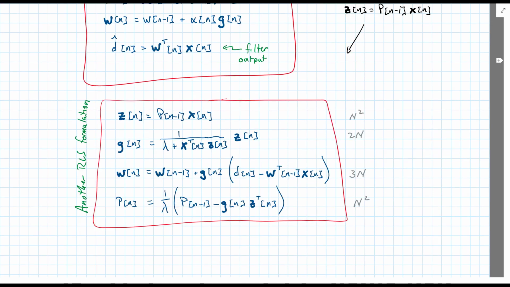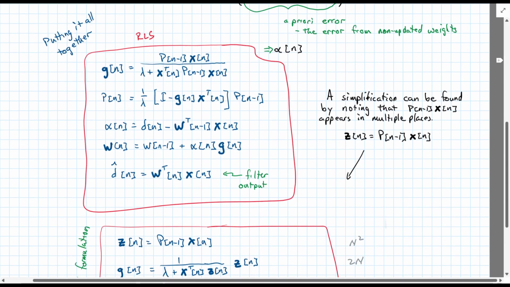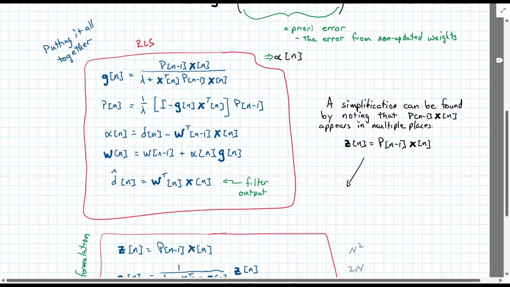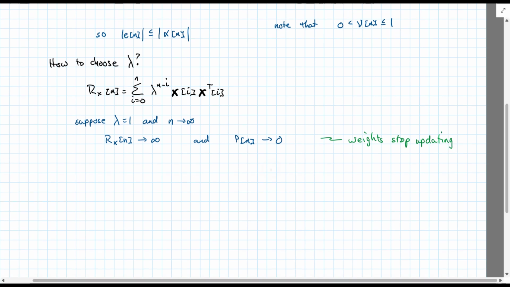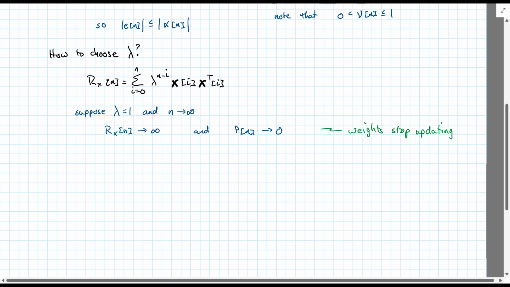Let's go back and look at our weight update equation. What's going to happen there? It might be easier to see here. If P goes to 0, then g goes to 0. And if g goes to 0, the weight updates go to 0. The weights stop updating. Okay, maybe that's what we want. If we have a stationary system, that means that we've converged and we want to stay there.